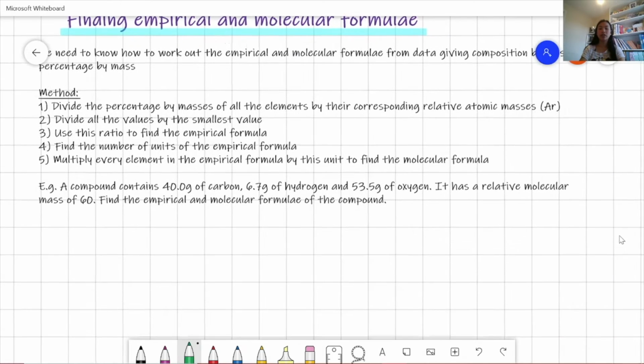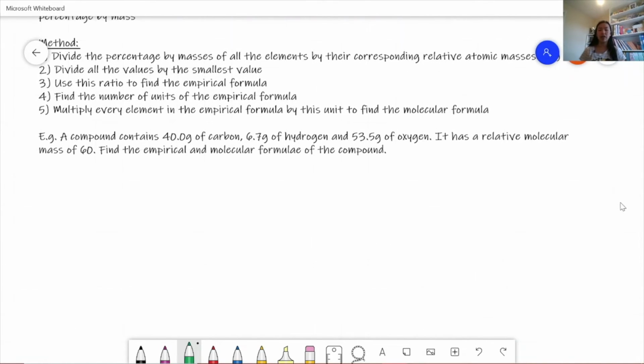So the first thing I like to do is to write out all of the atoms we have, so all of the elements. So we have carbon, and then hydrogen, and then oxygen. And I always find it quite useful to space them out. So the next thing I do is write out everything that I've got. So I've got 40 grams of carbon, and then 6.7 grams of hydrogen, and 53.5 grams of oxygen. And so this is a composition by mass question. And then the first step is to divide by the AR of every single element. So that's our first step.